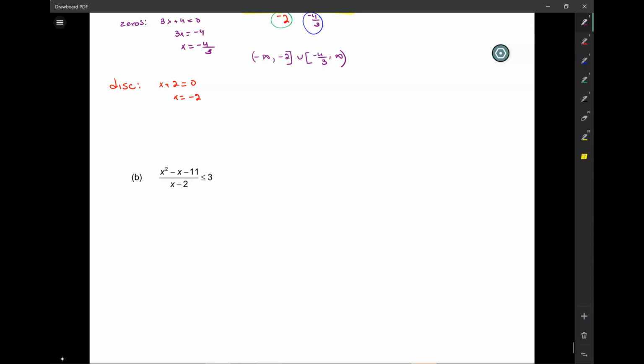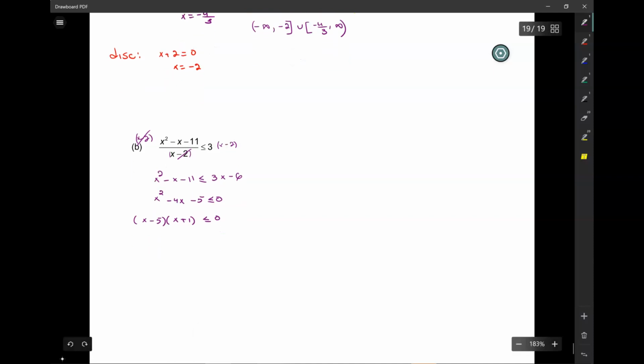Here, this one, we're going to multiply both sides by x minus 2, right? Because that's the LCD. It's like cross multiplying. So I get x squared minus x minus 11 less than or equal to 3x minus 6. Bring everything to the same side. I get x squared minus 4x minus 5 less than or equal to 0. Factor. Okay, what have I got? I've got -1, I've got 5, and I also have the discontinuity 2. Okay, don't forget the discontinuity.